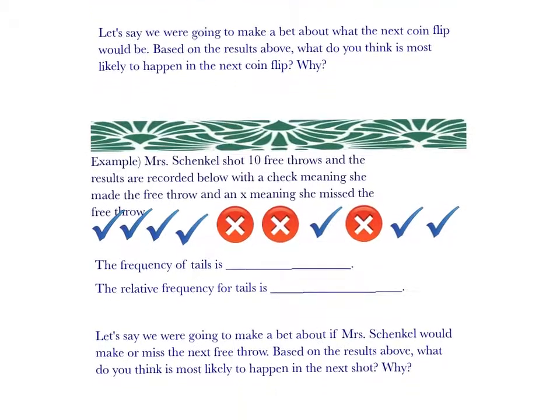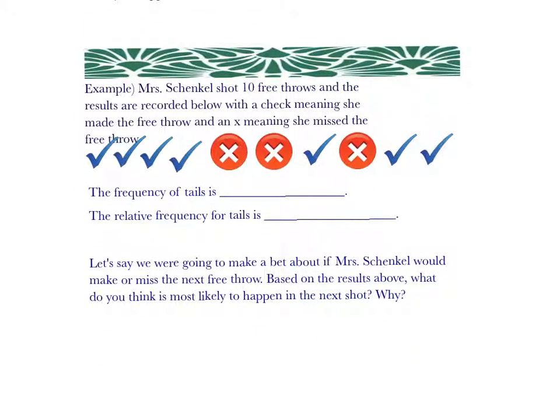Now let's look at my next question. Mrs. Schenkel shot 10 free throws, and the results are recorded below with a check meaning she made the free throw and an X meaning she missed the free throw. So the frequency of a shot made is, so I take a look, it looks like she made 4 in a row, missed the next 2, made another one, missed 1, made 2. So it looks like she made 7 total. So the relative frequency for a made shot is 7 out of 10, or 0.7, or 70% chance again.